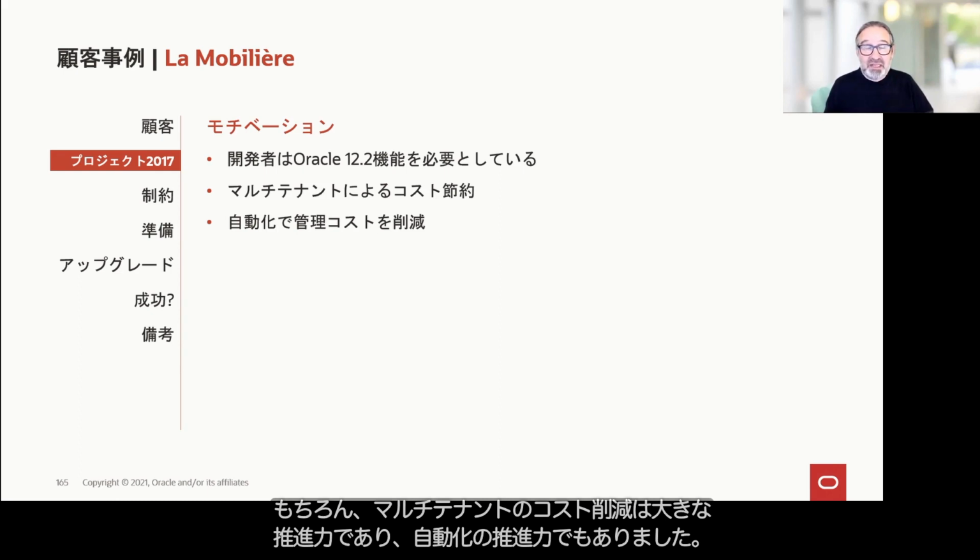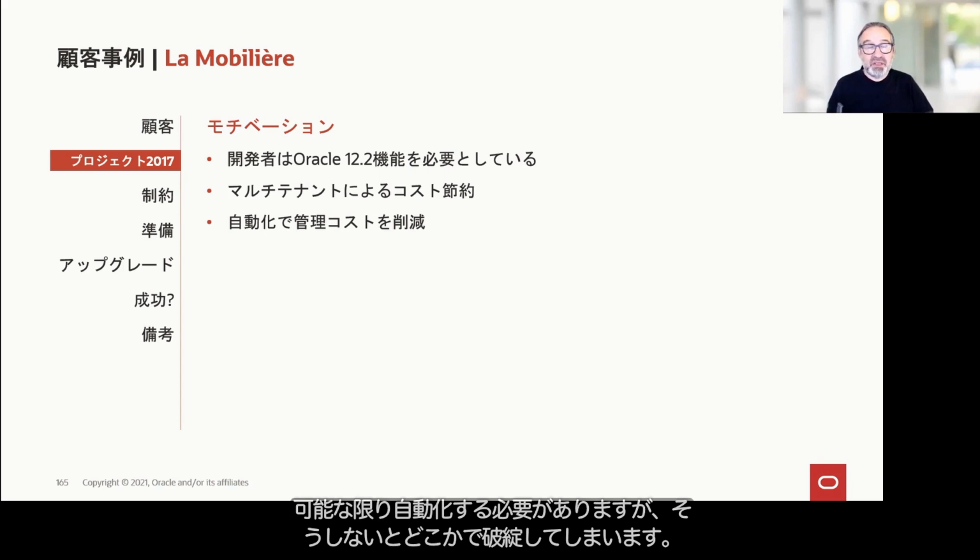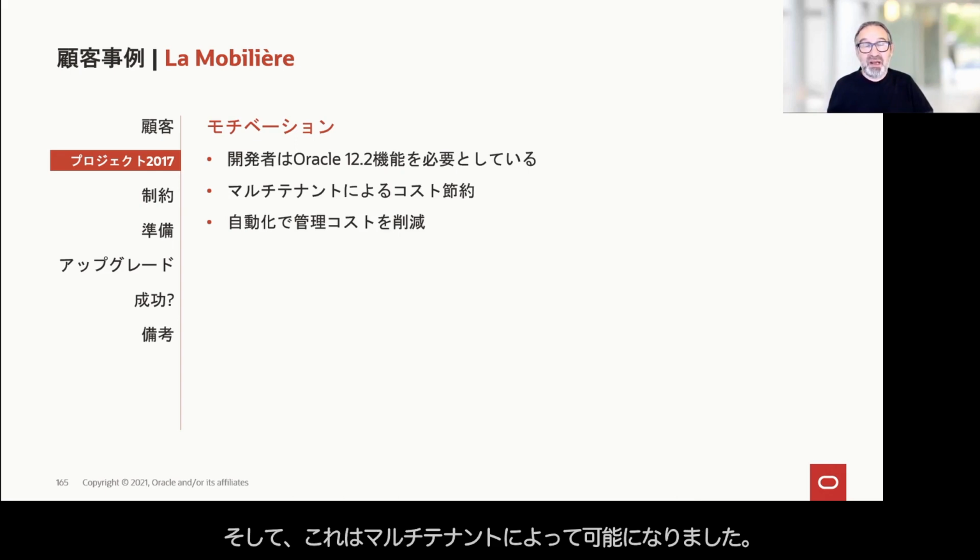The cost savings for multitenant, of course, were a big driver, and also automation. When you have just a very small DBA team, and the Mobiliar team is very skilled but small, you need to automate as much as possible. Otherwise, you drown at some point. And this was possible with multitenant.